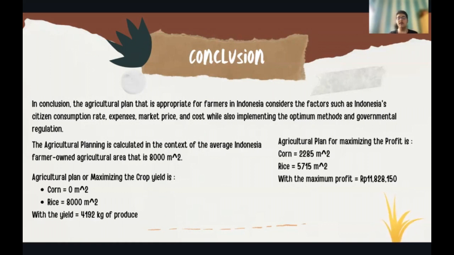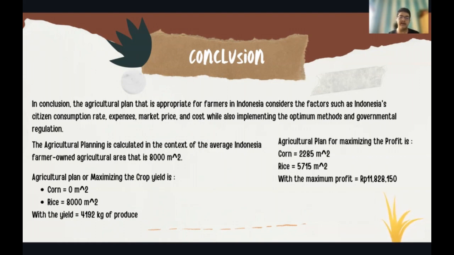For the conclusion, the agricultural plan that is appropriate for farmers in Indonesia considers factors such as Indonesian citizen consumption rate, expense, marketplace, and cost, while also implementing the optimum methods and governmental regulation. The agricultural planning is calculated in the context of the average Indonesian farmer-owned agricultural land, which is 8,000 meters square.